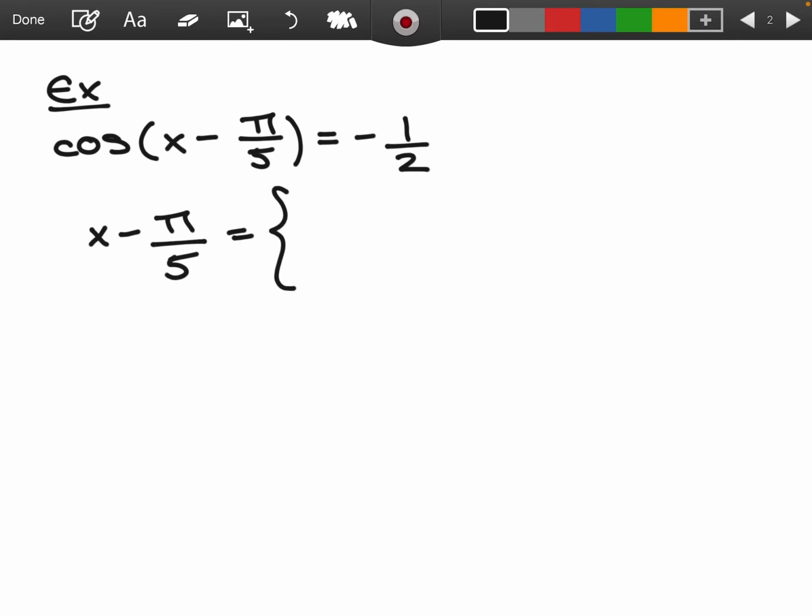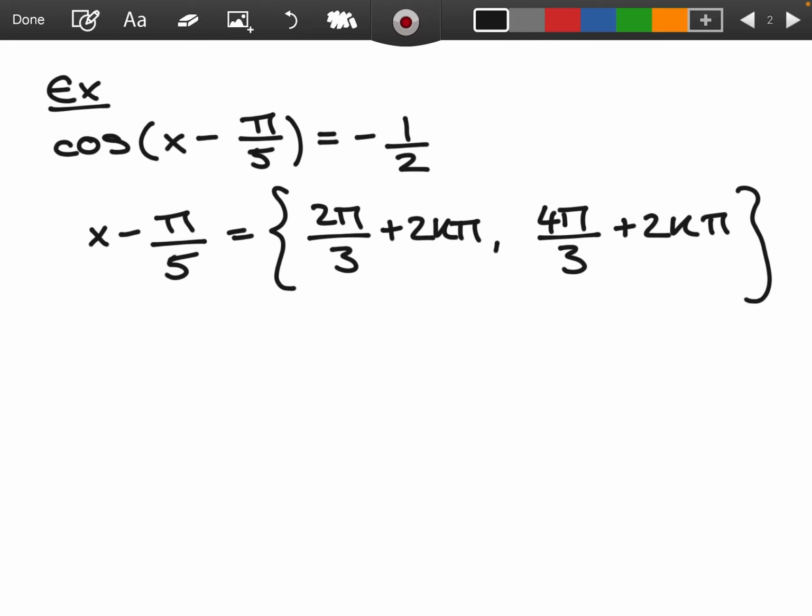So the first wrap of the unit circle, we get cosine of the angle equals negative 1/2 when the angle is 2 pi over 3 and 4 pi over 3. So this happens in quadrant 2 and quadrant 3. And then every angle that is coterminal to those angles also gives us cosine of the angle equals negative 1/2. So that tells me that the angle x minus pi over 5 must equal one of these two. Now I've got to add pi over 5 to both of these in order to find my solution.